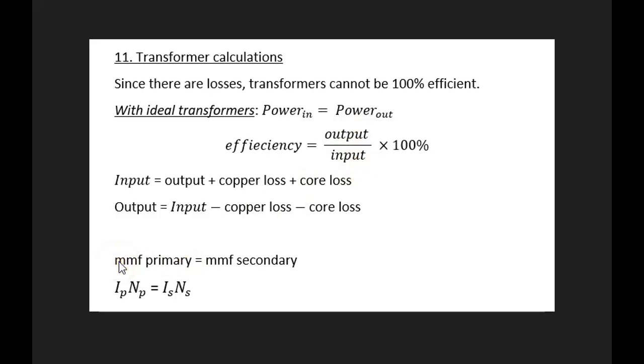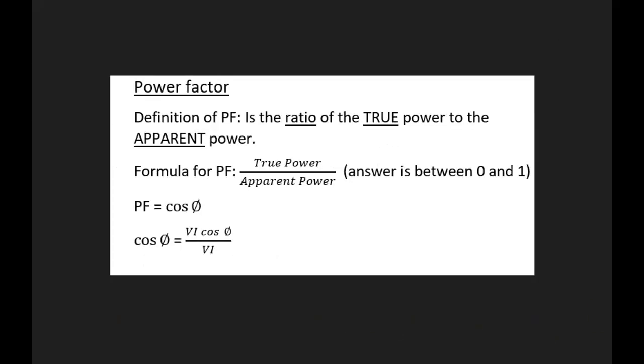Magnetomotive force means MMF. So MMF on the primary equals MMF on the secondary. The magnetomotive force is Fm, which is I times N. P means primary side, so I times N on the primary side is equal to I times N on the secondary side, primary and secondary, right?